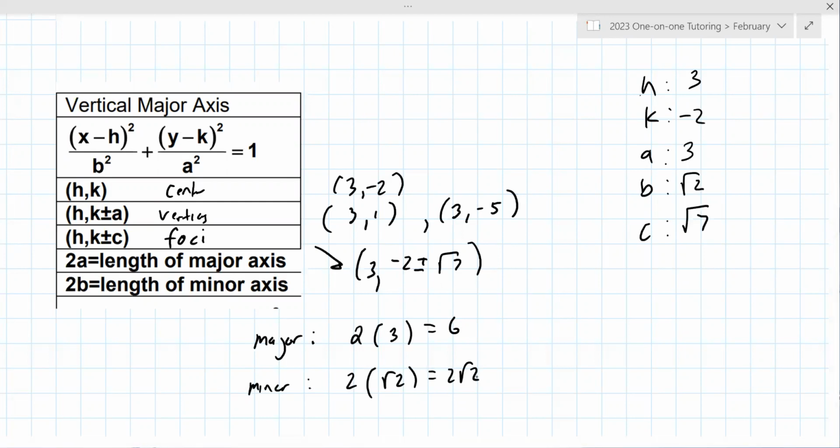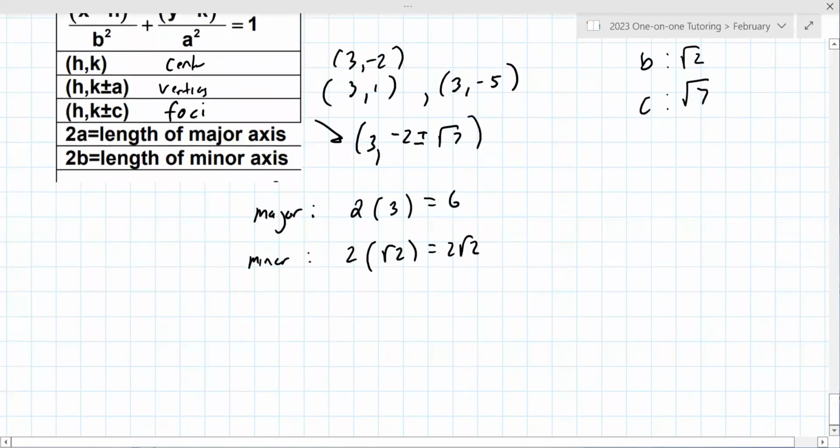So in terms of how you graph these, you go to the center. The center is not particularly useful this time, but you do need a starting point. So let me know when you get caught up.